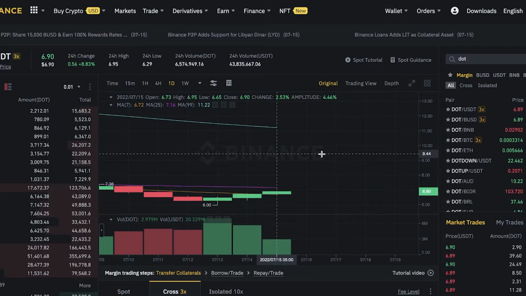So you have some experience and you know what you are doing when you're actually going to do it on your actual large money trade. So that is how simple and easy it is to do long margin trades on Binance. So that was it for today.